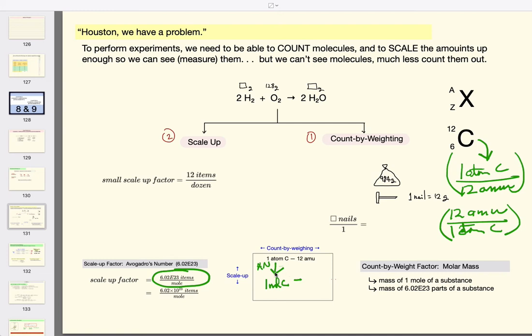And why we chose Avogadro's number is if you have 1 amu of mass, 1 atomic mass unit, and you have Avogadro's number of those, then you wind up with exactly 1 gram. And so we get to essentially keep the numbers exactly the same as is in the periodic chart. And so it works out perfectly if we use Avogadro's number.